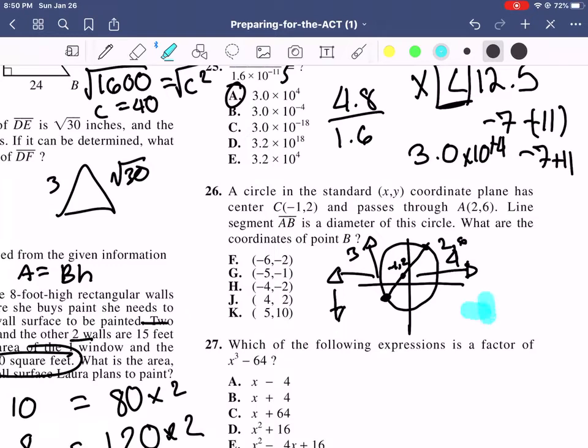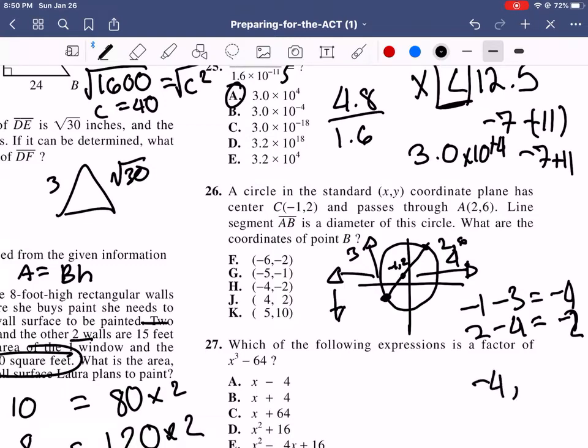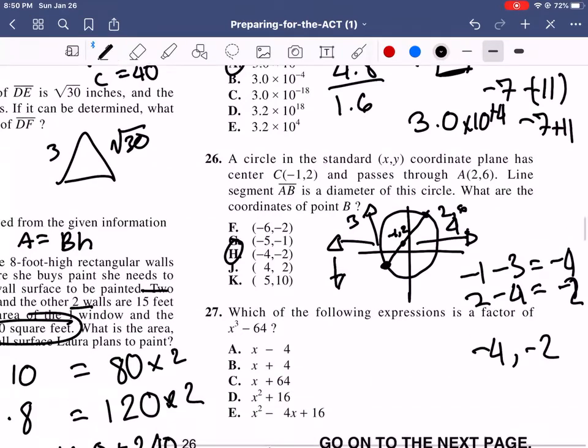Oh, so it's negative. I can't read. It's negative 1 minus 3 equals negative 4. And it's 2 minus 4 equals negative 2. So that's why it's negative 4, negative 2. Yeah, that took longer than it should.